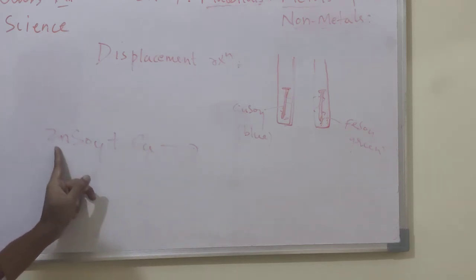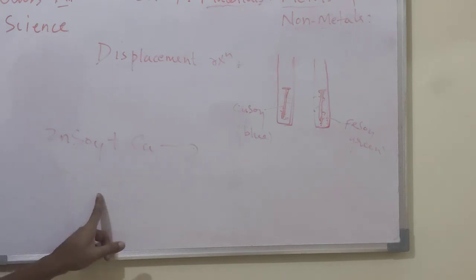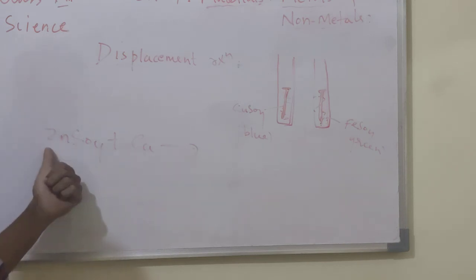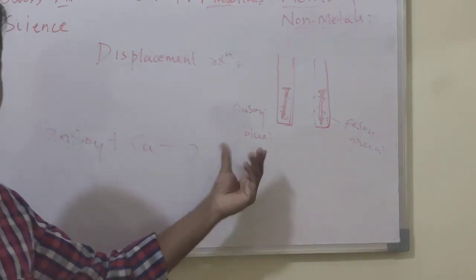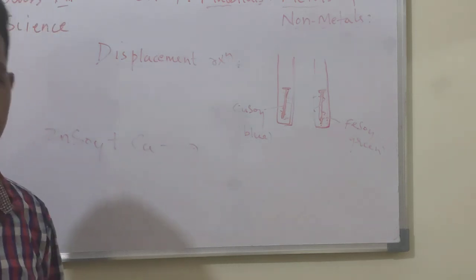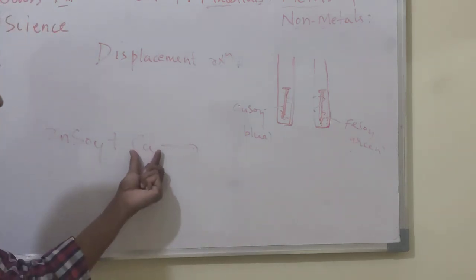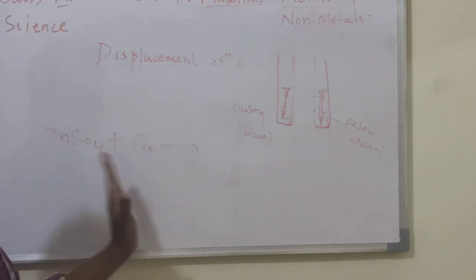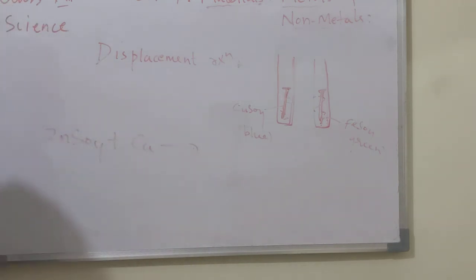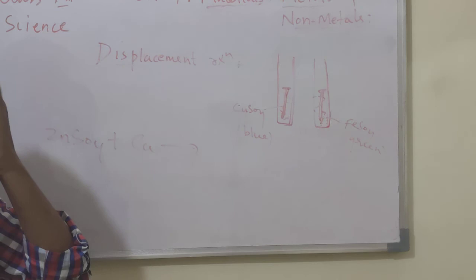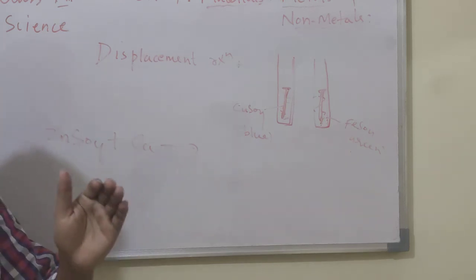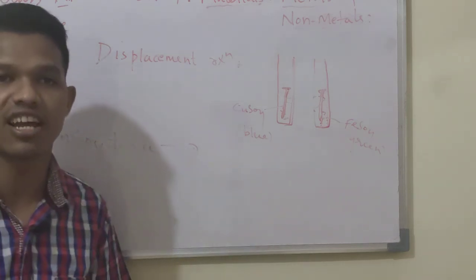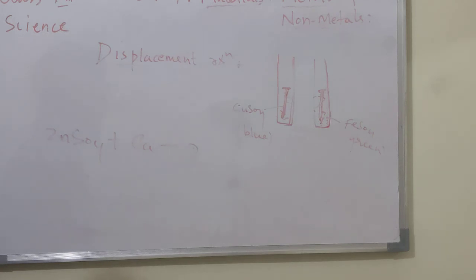Zinc is more reactive. This copper is less reactive, therefore it is not displacing zinc. So the solution will remain colorless as it is, with no change in color. If copper displaced zinc in the sulfate solution, there would be a color change, but it is not displacing because copper is less reactive than zinc. That is the reason why less reactive metals cannot displace more reactive metals, and they will not show any change in color. I hope you understood this.